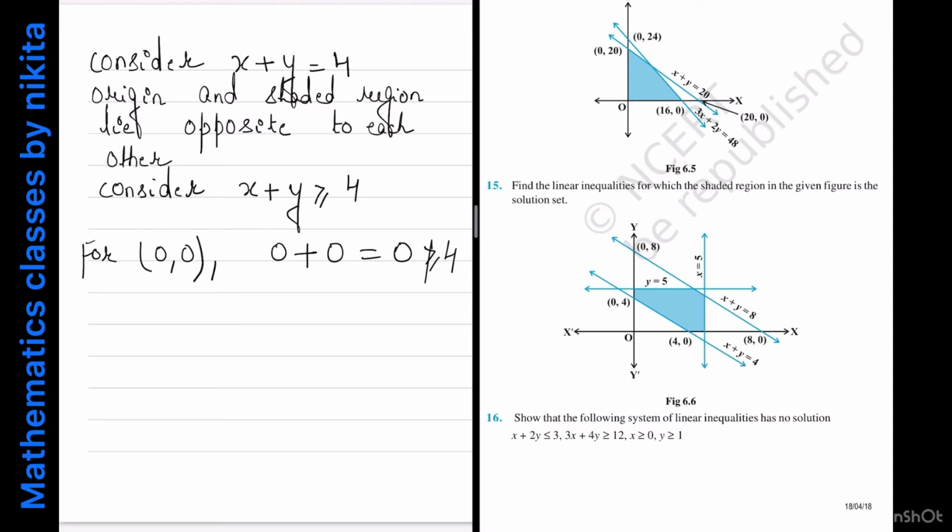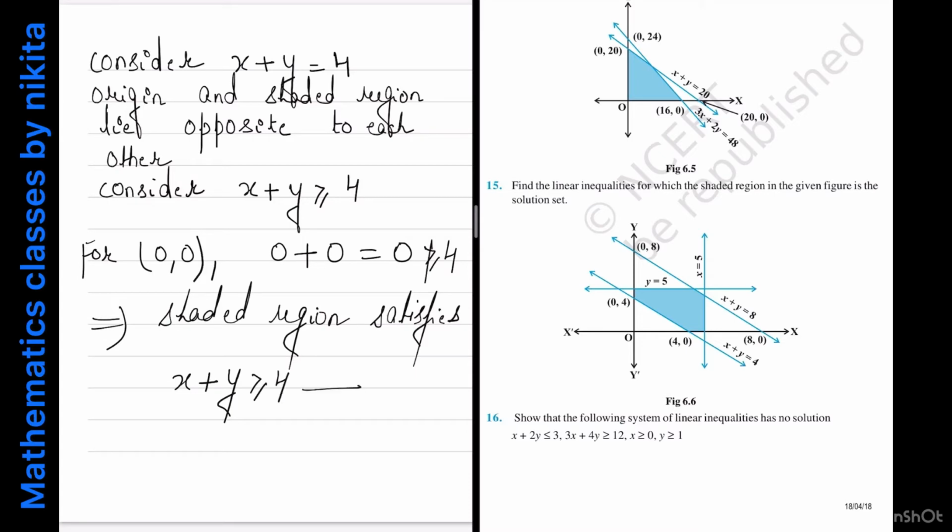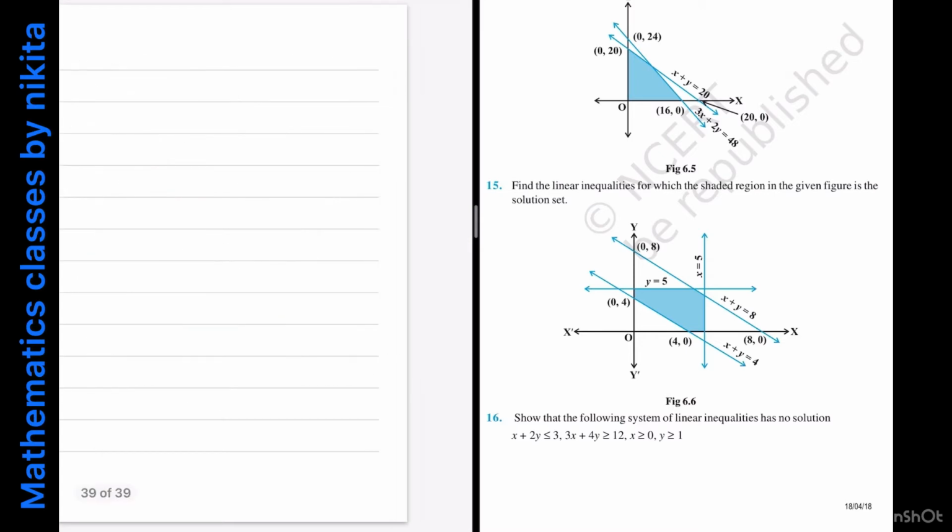ठीक है, तो origin जो है इसको satisfy नहीं कर रहा, तो अगर origin इसको satisfy नहीं कर रहा तो shaded region इसको satisfy करेगा, because origin and shaded region lie on the opposite sides of that line. So this implies that shaded region satisfies x plus y greater or equal to 4. Mark this as 2.